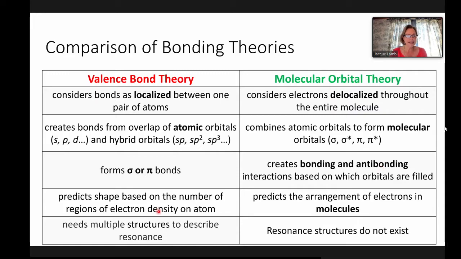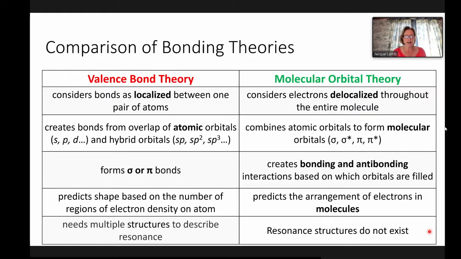Valence bond theory would predict the shape based on the number of regions of electron density in the atom. We can't predict shape using molecular orbital theory. Molecular orbital theory doesn't tell us anything at all about shape. It only predicts the arrangement of the electrons in the molecule.